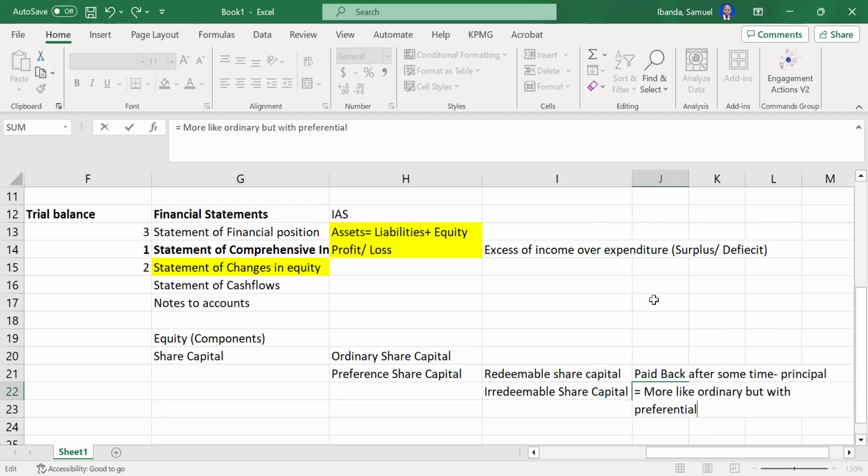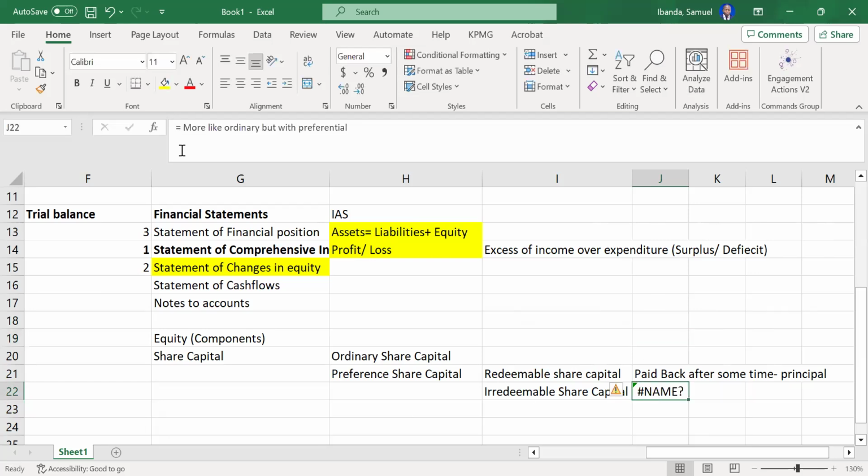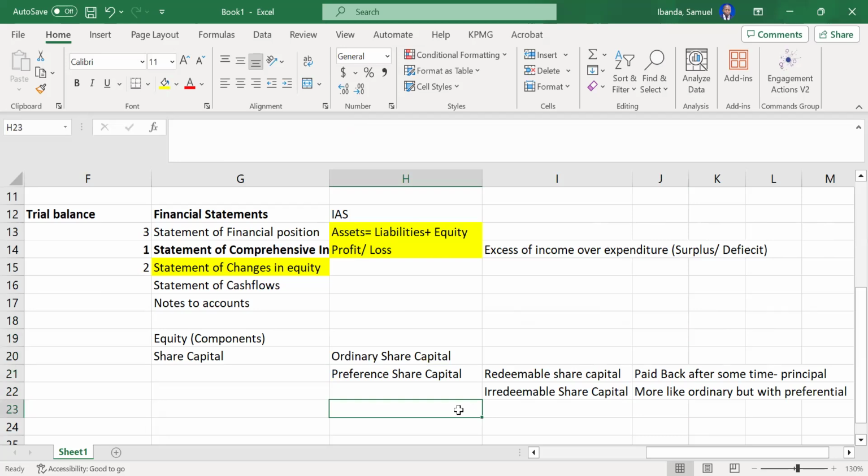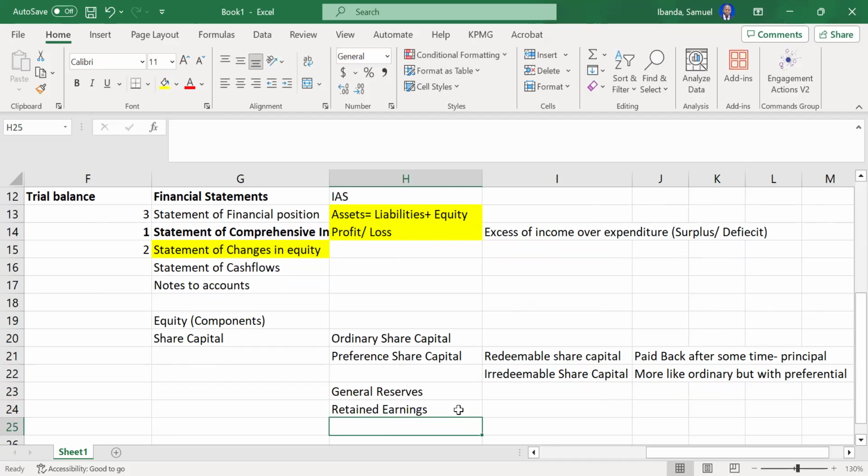Okay. So ordinary shares, preference share capital, and then we have what you might also call the general reserves. Then you might also have your so-called retained earnings. I already mentioned it. And then you may also have others, but we can leave it there for now, okay?